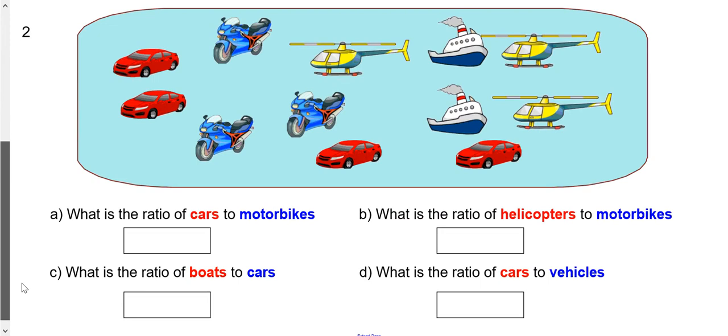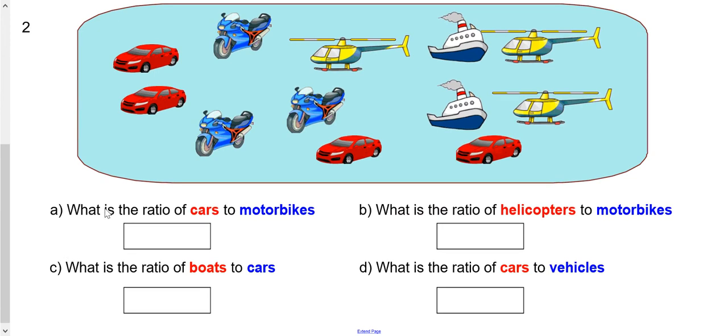Finally, if we look at this bigger picture here, what is the ratio of cars to motorbikes? You count the cars up, and there are 4 cars, and you count the motorbikes up, and there are 3 motorbikes. So the ratio of cars to motorbikes is 4 to 3. Next one, what is the ratio of helicopters to motorbikes? Well, there are 3 helicopters and 3 motorbikes. So that would be a ratio of 3 to 3.